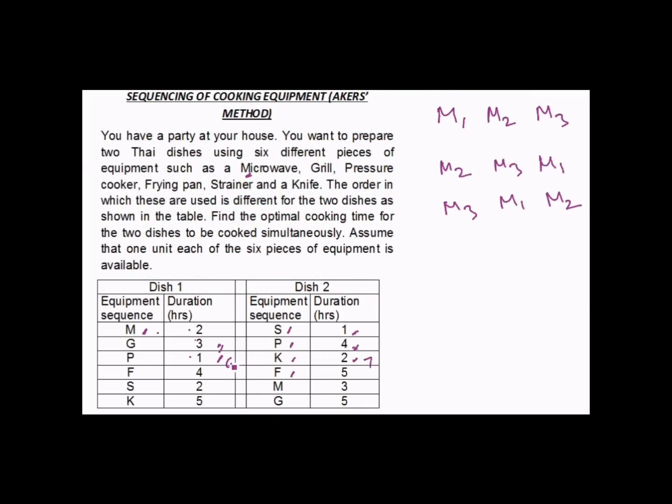Now after the 6th hour, dish 1 needs a frying pan, and after the 7th hour, dish 2 needs a frying pan. So here we have a clash, because from the 6th hour onwards till the 10th hour, dish 1 needs to be processed on the frying pan, and from the 7th hour till the 12th hour we need the frying pan for dish 2. So in this case we'll have to prioritize which one to be processed, and let's see how this situation can be resolved using the Akers graphical method.